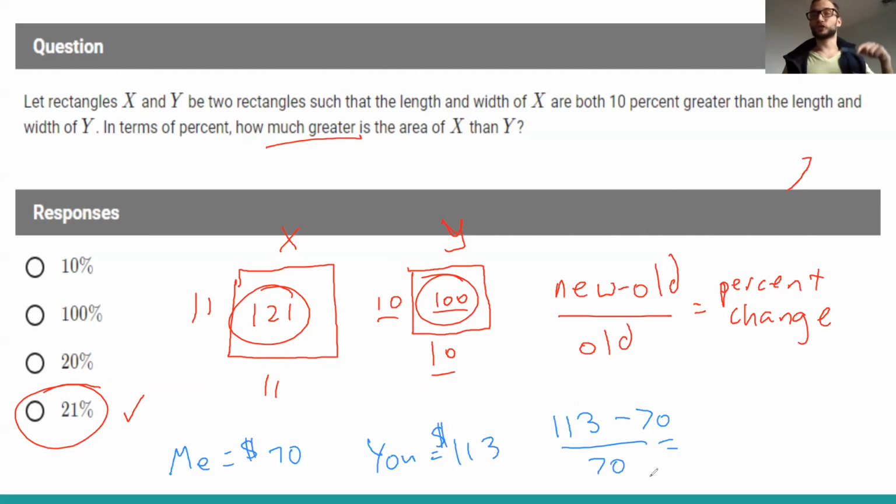So how do you know which one's new, which one's old? When you say percent greater, the greater number comes first. If you say percent less, the smaller number comes first. So in this case, we do 113 minus 70 divided by 70. So it's going to be 0.61. So that means 61% more. So you have 61% more money. So you take 61% of 70, so you do 70 times 0.61, and if you add that to 70, you're going to get 113. Okay, so that's percent greater. Does everyone feel comfortable with that?